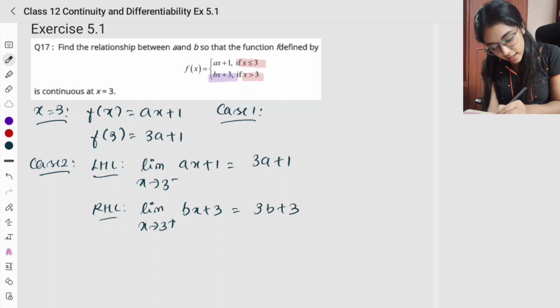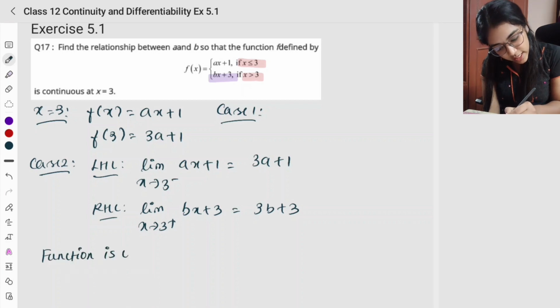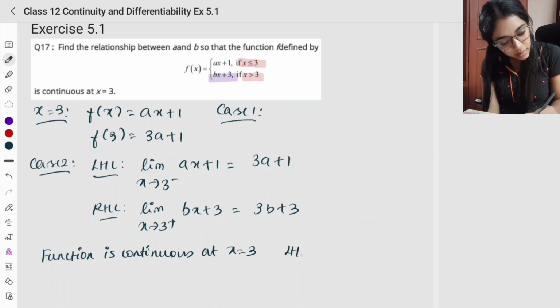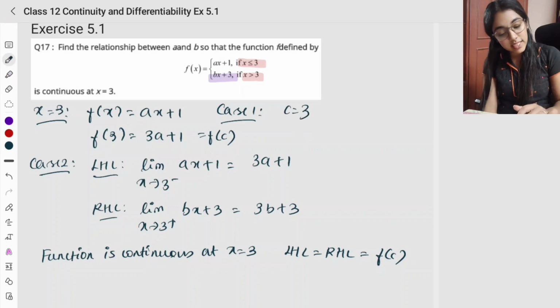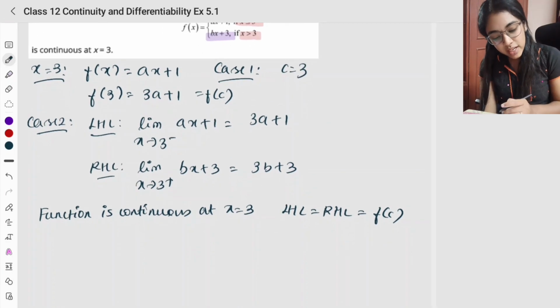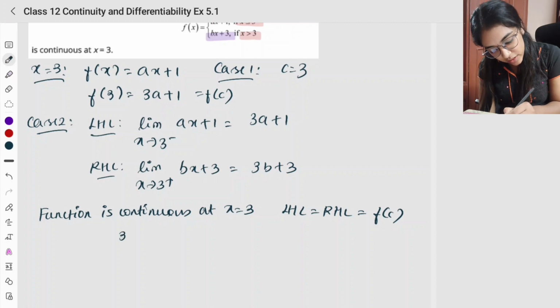So it is given that the function is continuous. The function is continuous at x is equal to 3, which means the left hand limit should be equal to the right hand limit, which should also be equal to f of c. This is basically f of c. Correct? C's value is 3. So f of 3 and f of c should be equal. So left hand limit equal to right hand limit means I'll have 3a plus 1 equal to 3b plus 3.